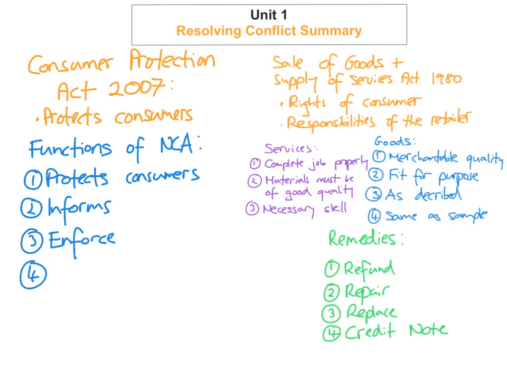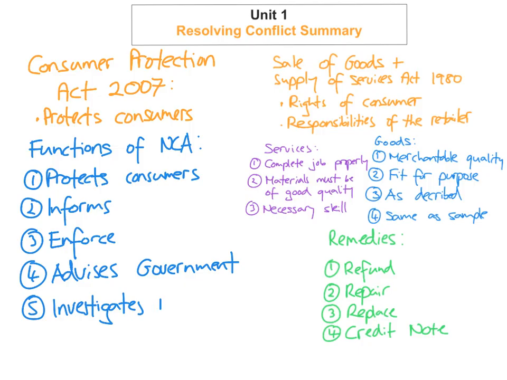The fourth thing, it advises the government. So when the government is trying to pass legislation and introduce new acts, it advises the government on what is fair and what they should actually do. And the fifth function of this NCA is that it investigates cases, and it refers cases if they need to be referred. And they refer these cases to the Director of Public Prosecutions.